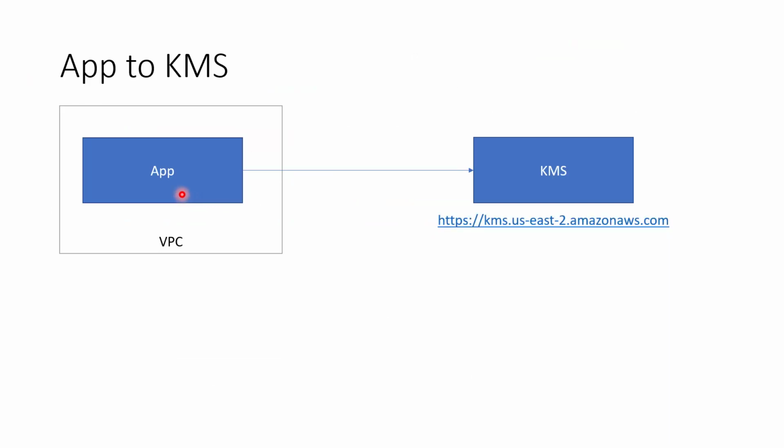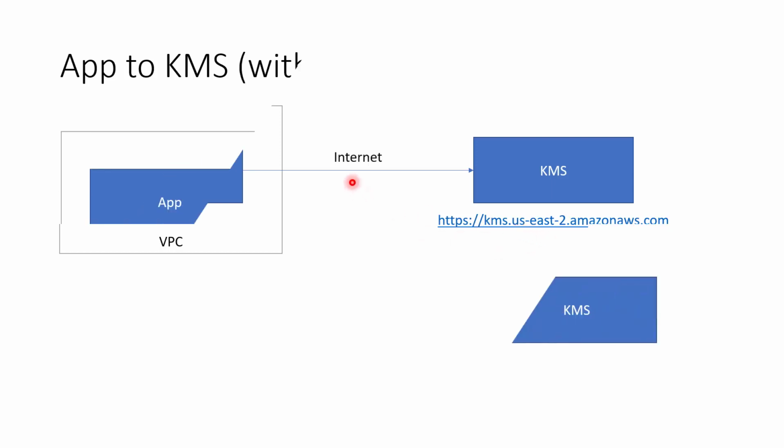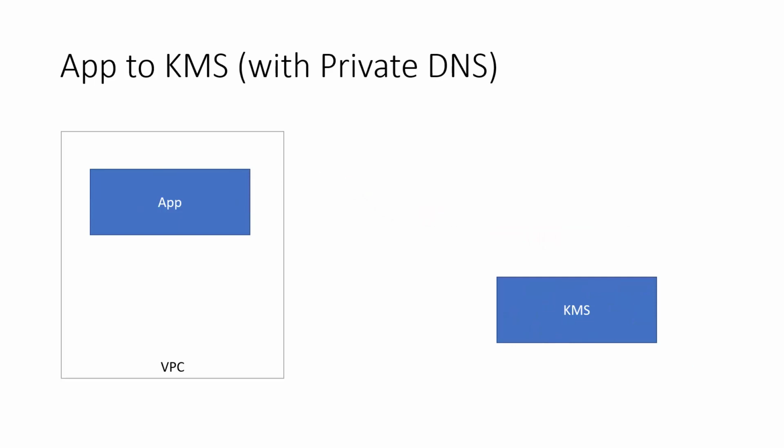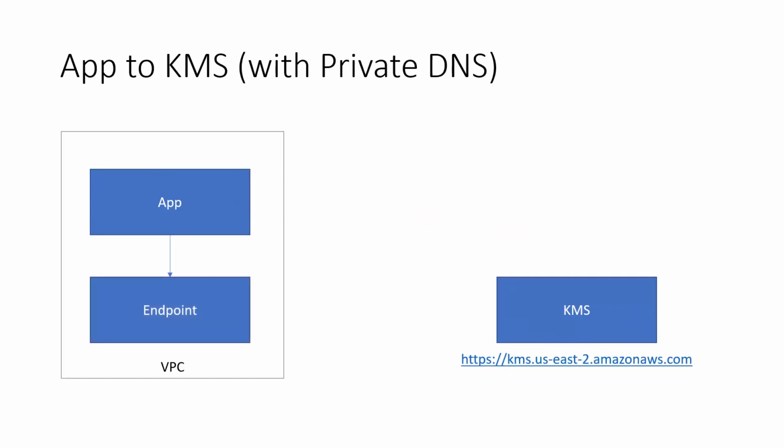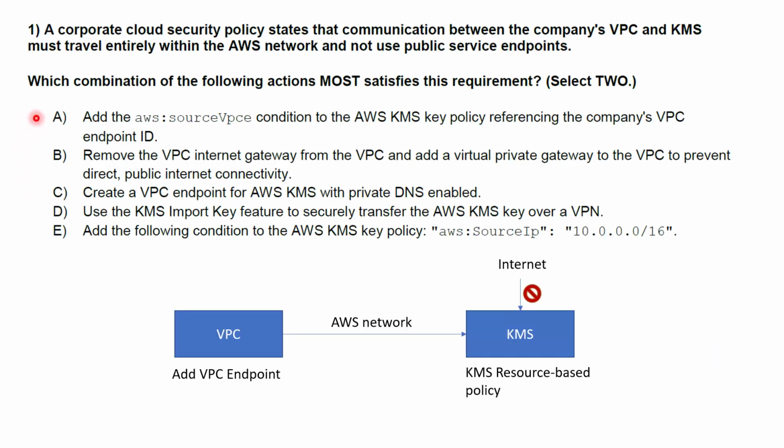When your application communicates with AWS services, it uses a regional public endpoint for the service. When a private DNS is enabled, VPC would automatically route public endpoint requests through the VPC endpoint. So your application would continue using the regional public endpoint, but behind the scenes, VPC would automatically send the traffic using the VPC endpoint. So A and C are possible answers here. Let's look at other choices.